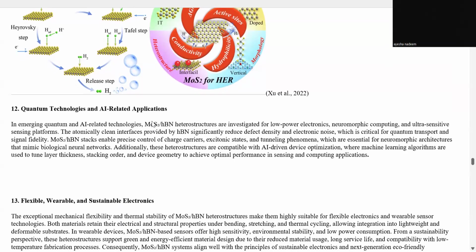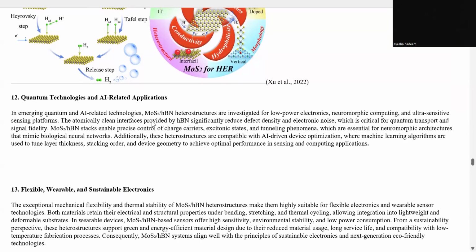The 12th application is in quantum technology and AI related applications. In emerging quantum and AI-related technologies, molybdenum disulfide and hexagonal boron nitride heterostructures are investigated for low-power electronics, neuromorphic computing, and ultra-sensitive sensing platforms. The atomically clean interfaces provided by hBN significantly reduce defect density and electronic noise, which is critical for quantum transport and signal fidelity.